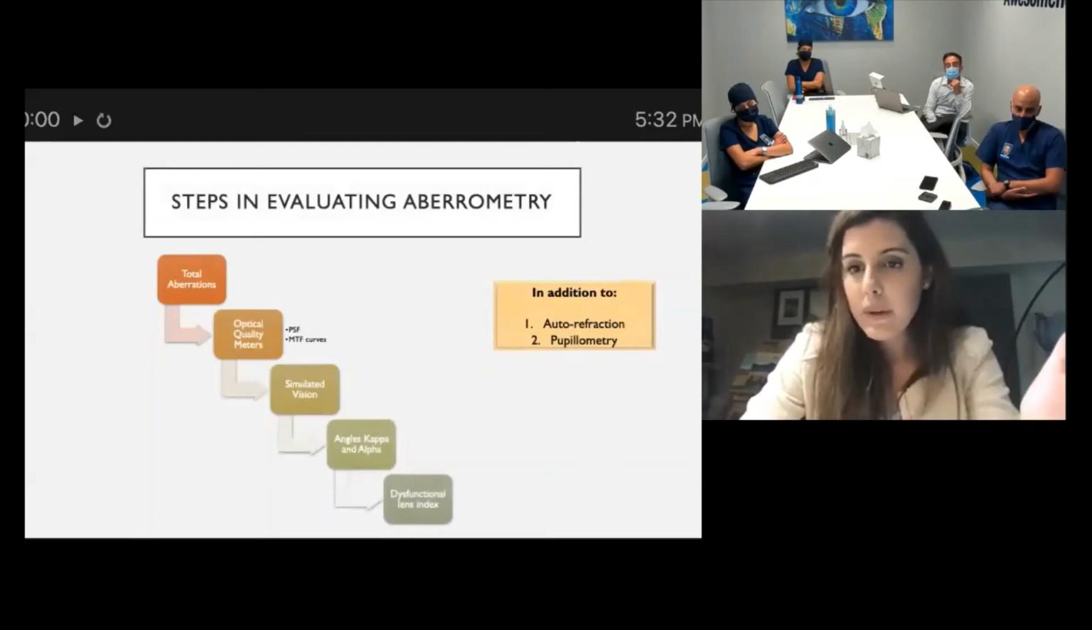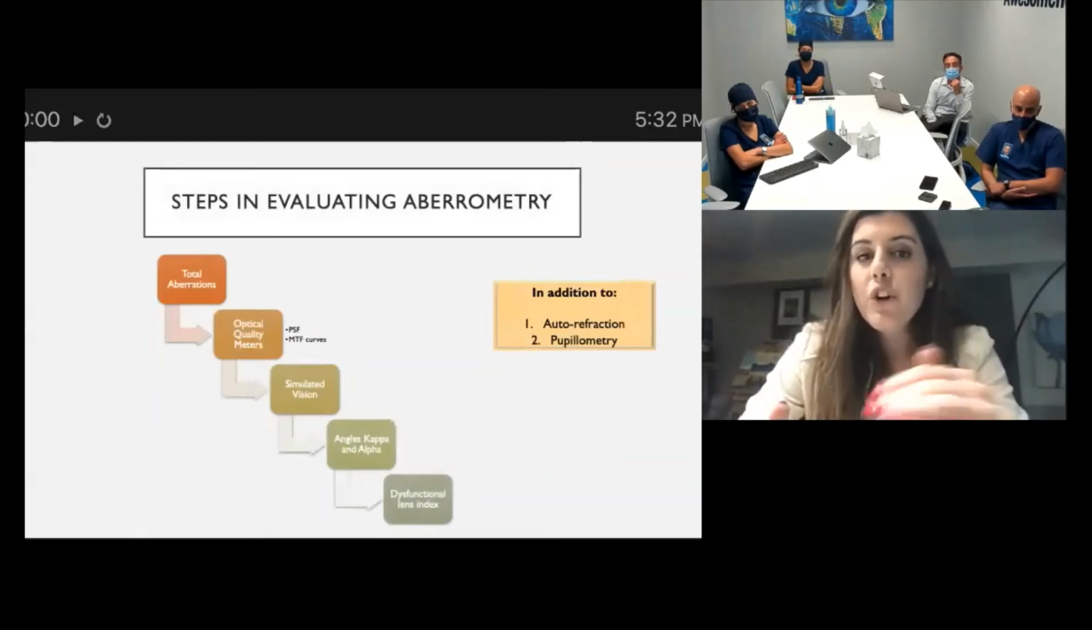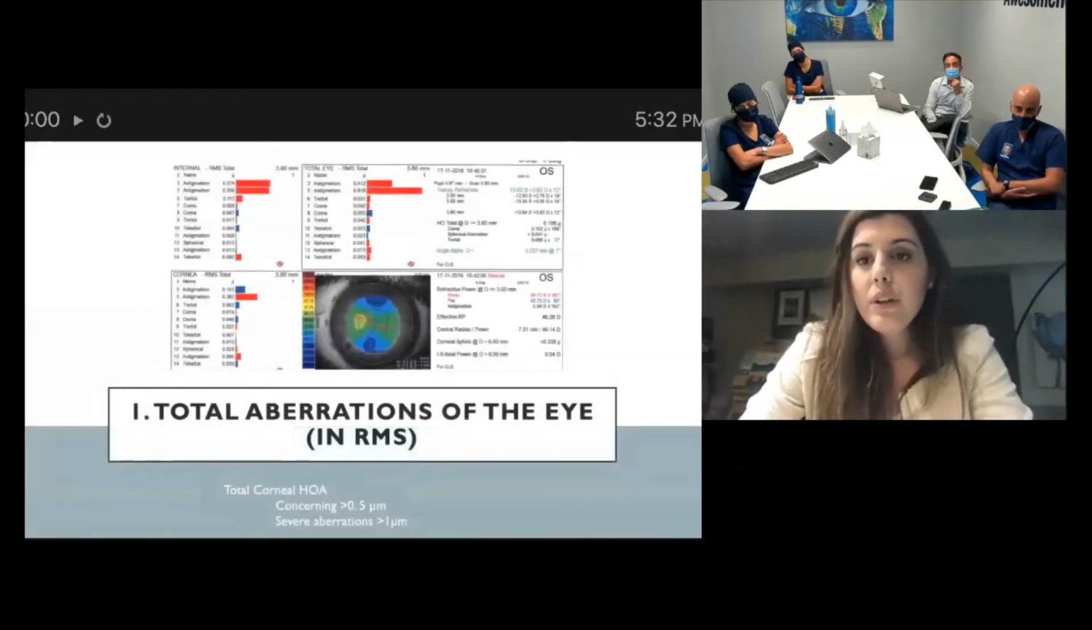Usually it's multiple pages, and you really need to know what to look for. So we're going to talk about them step by step. First step, you need to look at the total aberrations of the eye. This is similar to the higher order aberration that was on the Pentacam, which is also derived by ray tracing.